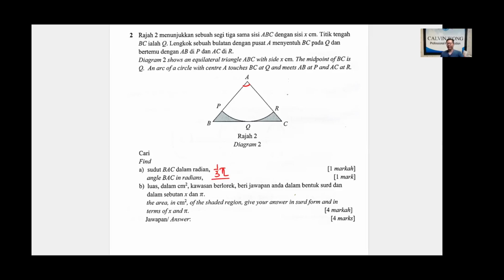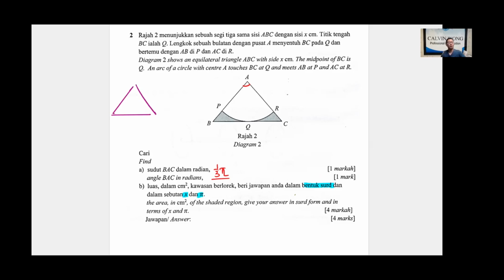The area of the shaded region is the triangle minus the sector. By now, you can imagine already the triangle area minus the sector. Then you don't give me any number. Don't worry, look at the question. In terms of x and pi. Okay, no need for decimals. In terms of x and pi. So this one becomes simple.